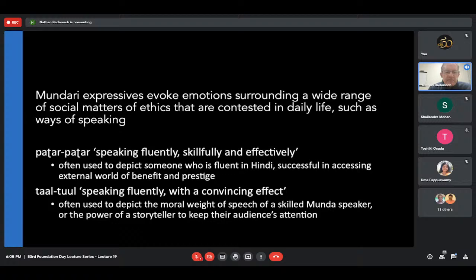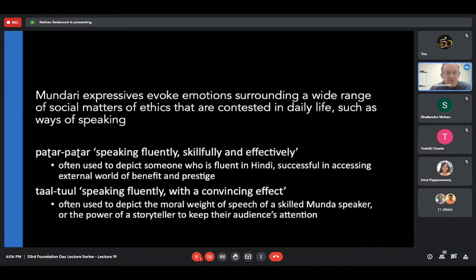One simple example of how the social, in this case the ethnic, underpinnings of ways of speaking is two expressives about speaking fluently, quickly and effectively. The first, patar, was speaking fluently, skillful and effective, but this is often used to depict someone who is, for example, fluent in Hindi, someone who's successful in accessing the external world of benefit and prestige. So someone who speaks in this way is seen as being connected to the outside world, perhaps too much connected to the outside world, according to traditional lifestyles and values.